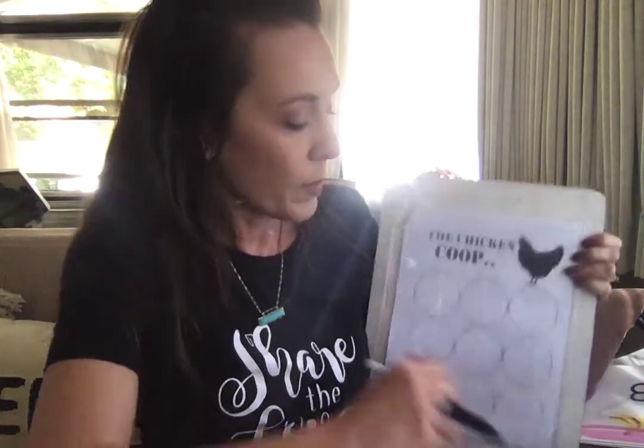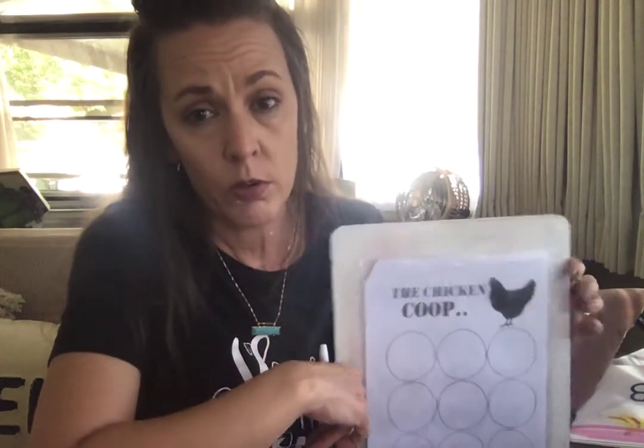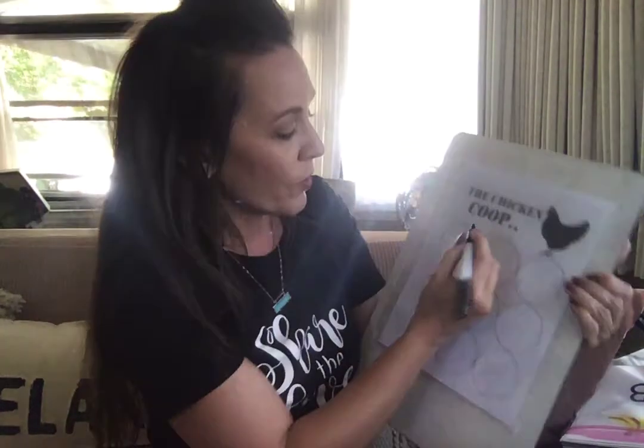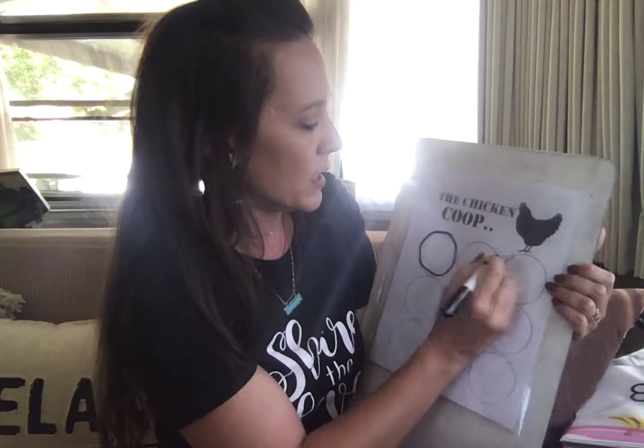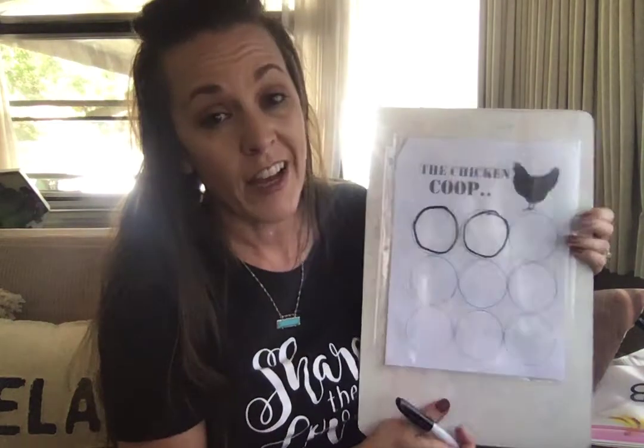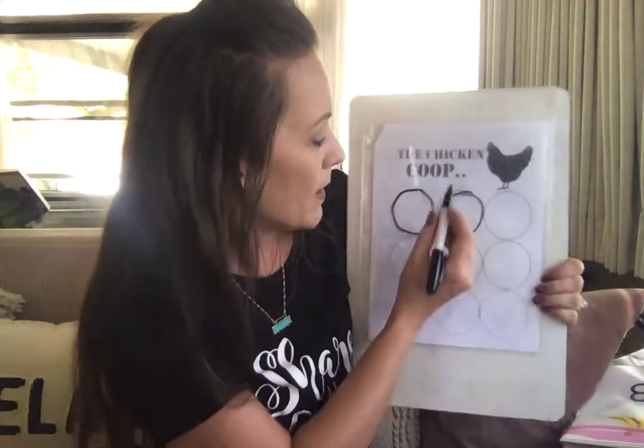Now, my first little mini word problem says 8 chickens divided into 2 coops. Remember, I'm not going to use my chickens. You can use those, or you can use whatever other tool you might have. But I'm only going to think about 2 coops on this first one. I've got 8 chickens that I want to divide, so I'm going to fair share those 8 chickens.